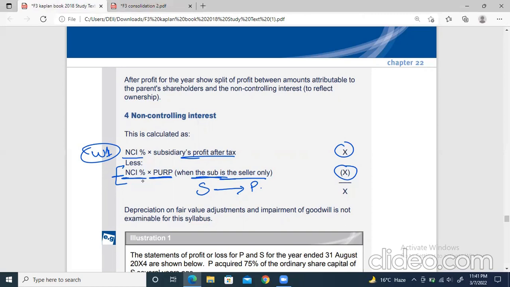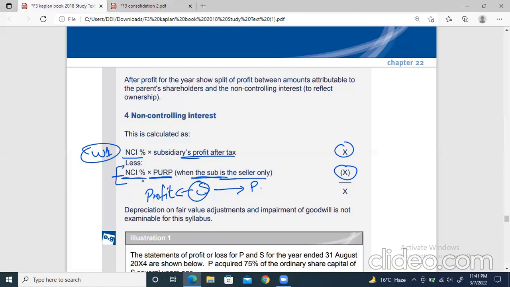We are just apportioning the subsidiary profit into non-controlling interest. That's why we are deducting the unrealized profit if the subsidiary is the seller. Because if the subsidiary is the seller, only in that case will it have the profits. It will be the owner of the profit. So we will have to minus this if the subsidiary is seller. If the parent is seller, we just have to ignore it.